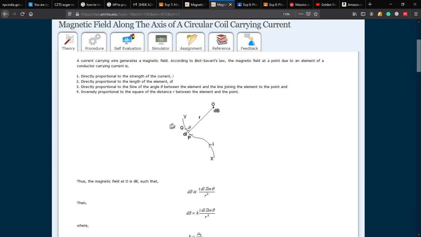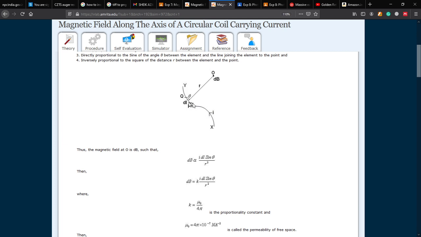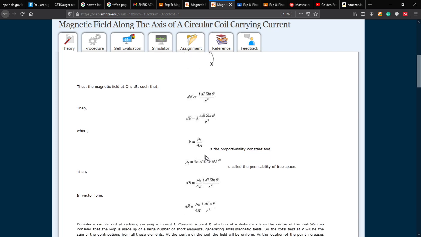It is given that when there is a current carrying conductor, one can experience a magnetic field at some distance r. That magnetic field is dependent on the current, the length of the element, the sine of theta, that angle, and obviously the distance between that point and the current carrying conductor. Here we have some well-known constants which have values like this. So this is our ultimate equation for the magnetic field.